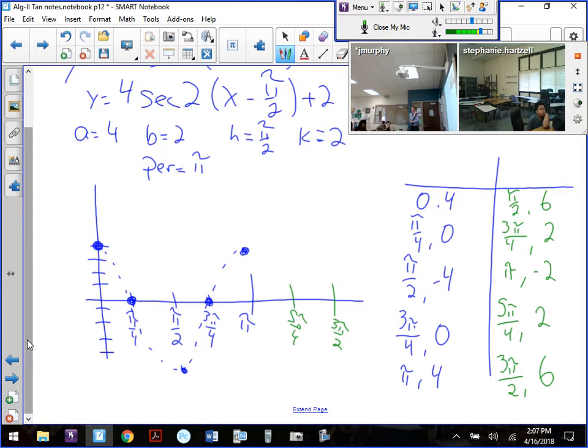Where's your new 0 line? 2. Hey, what? That also happens to be the K value. So as we go through, we know we're at... Oh, we got to make 2 more here. So I have pi over 2, 6. 3 pi over 4, 2. Negative 2, 2, 6.